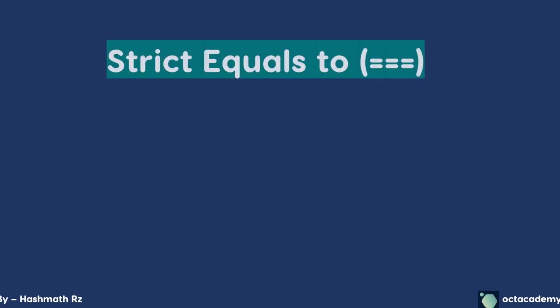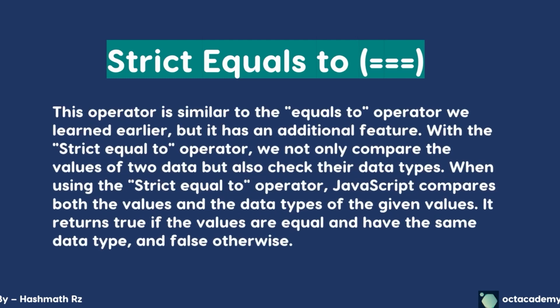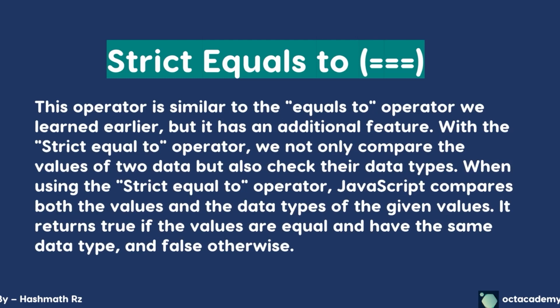Guys, the next operator in the list is strict equals to, and the symbol is 3 equal signs. So guys, nothing much here. This operator is similar to the equals to operator we learned earlier, but it has an additional feature. With the strict equals to operator, we not only compare the values of two data but also check their data types as well. JavaScript compares both the values and the data types of the given values. So this will return true if the values are equal and have the same data type. Otherwise, this will return false.